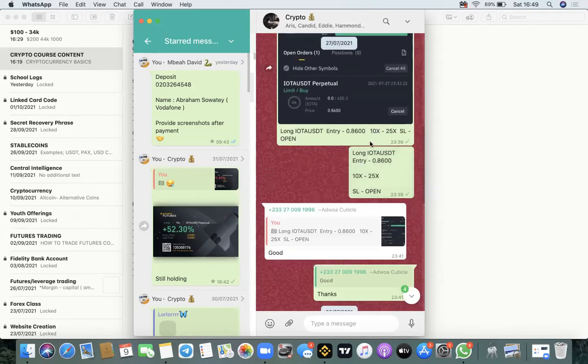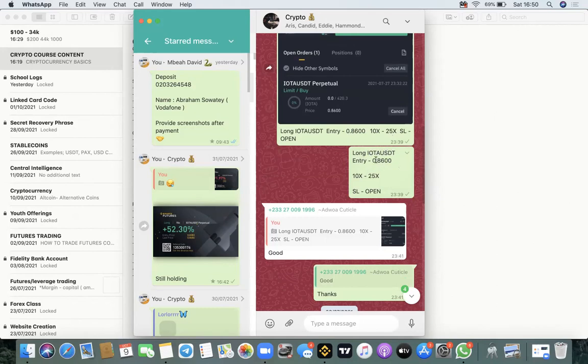All right, so I posted a signal and stated long IOTA. IOTA is a certain coin, slash USDT. So we've learned about currency pairs. This is our base and this is our quote currency. I will not get back to that side.